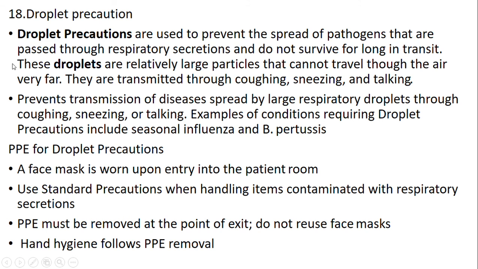Droplet precautions. Droplet precautions are used to prevent spread of pathogens that are passed through respiratory secretions but do not survive for a long time. Those droplets are relatively large particles that cannot travel through the air very far. They are transmitted through coughing, sneezing and talking. Examples of conditions requiring droplet precautions include seasonal influenza and pertussis, and nowadays COVID-19.